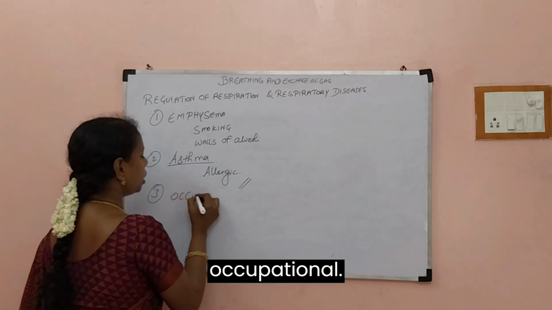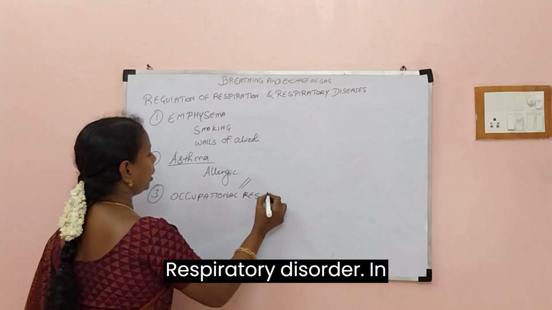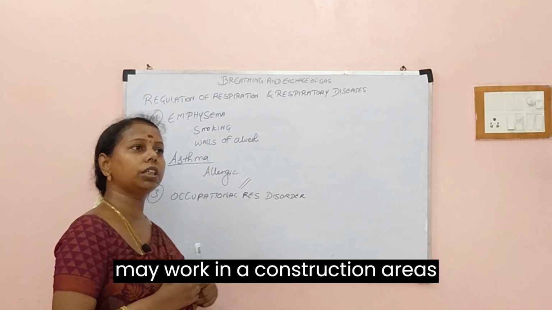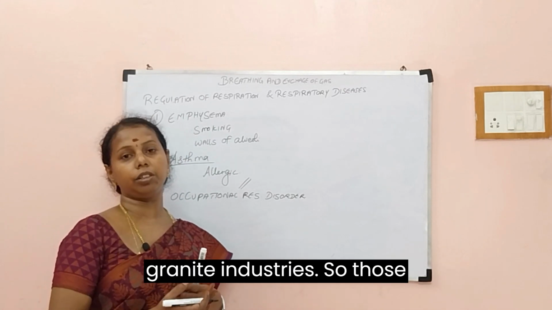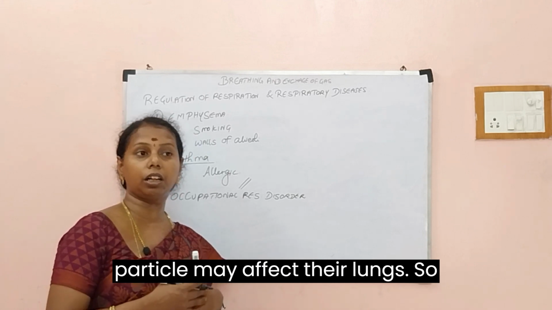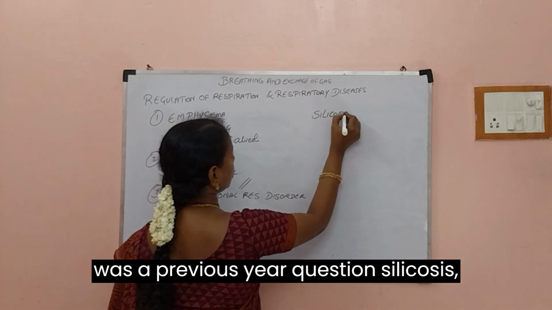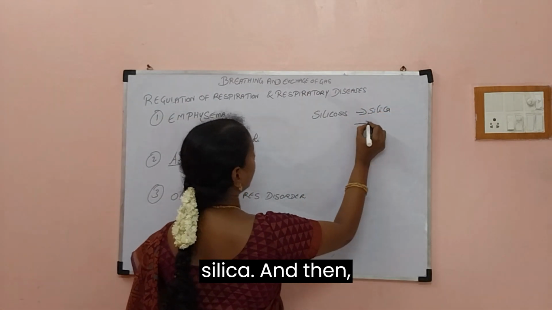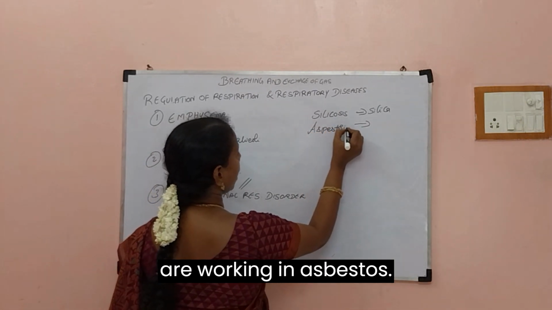Then, occupational respiratory disorder. In occupational respiratory disorder, people may work in construction areas or in stone and granite industries. Those people are often exposed to dust particles that may affect their lungs. Some examples: silicosis, which was a previous year question, affects those who are often exposed to silica. And then asbestosis, for those who are working with asbestos.